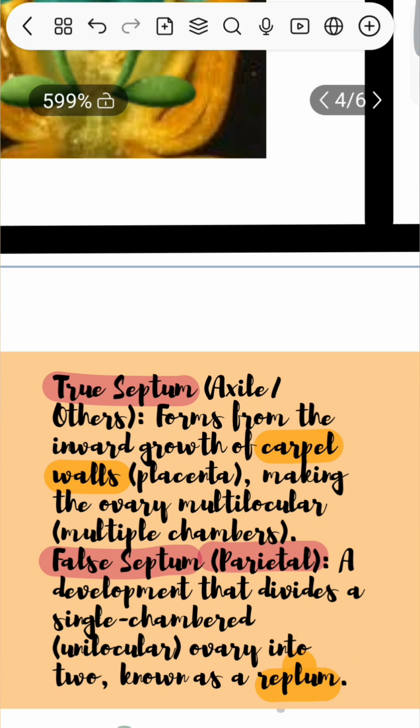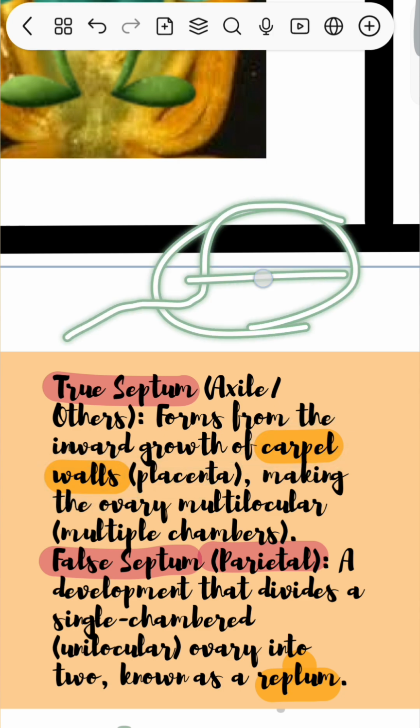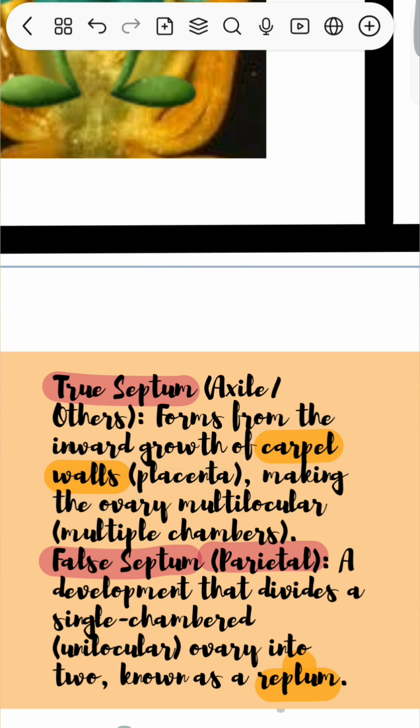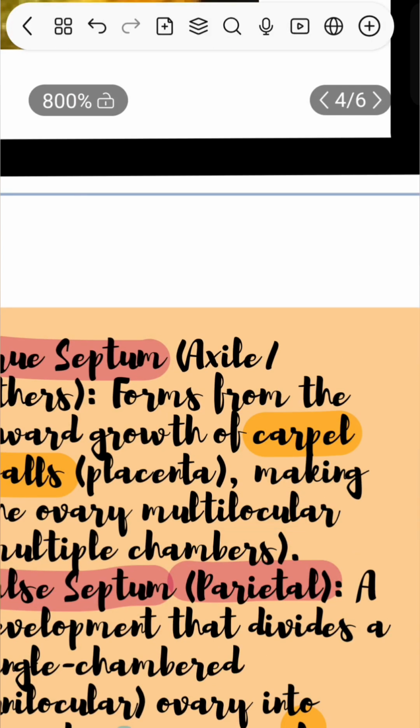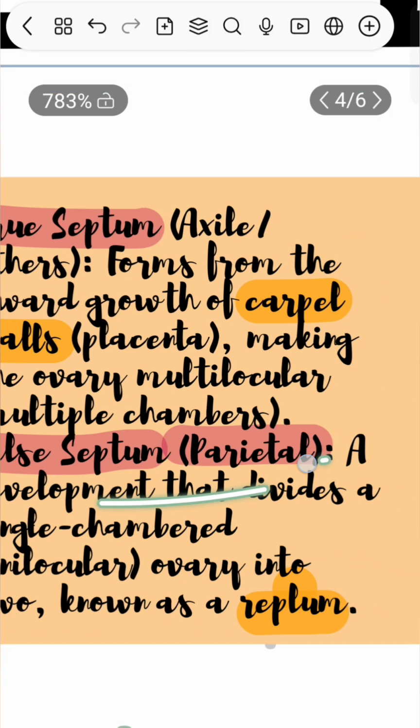These are false septums. The true septums are present in the axial and others, that form the inner growth of the carpel walls from the placenta. See, from the placenta, the inner walls are formed and create the septum. They are true septums, making them a multilocular or multi-chambered ovary.